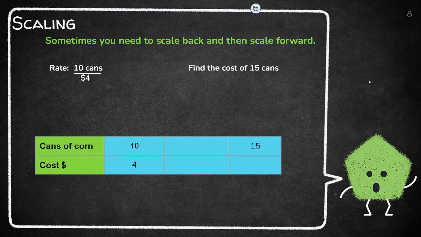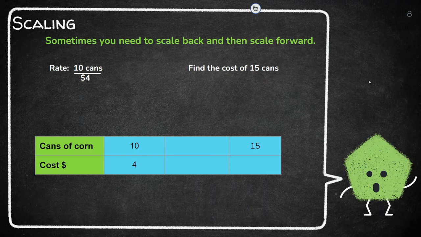All right. So we've done some ratio tables, right? Now we're going to do ratio tables with that other vocab word called scaling, okay? And the reason we need to do scaling is because sometimes you can't just multiply to get the number you want, or you can't just divide to get the number you want. For example, in this problem, you need to write down the rate of 10 cans over $4, and then you need to copy down my chart.